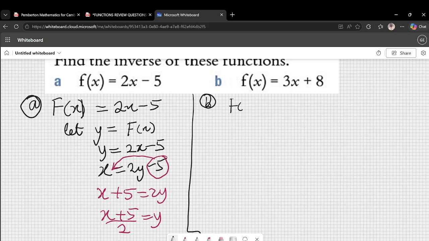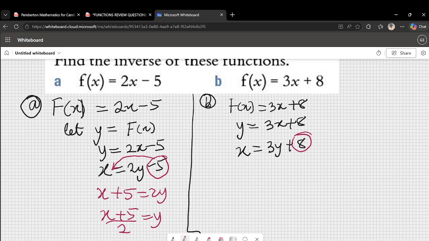If you say f of x is equal to 3x plus 8, I will say let y be equal to 3x plus 8. The next step is to swap. x will be equal to 3y plus 8. Then rearrange the formula for y. So take plus 8 to the other side, so that we can solve for y.